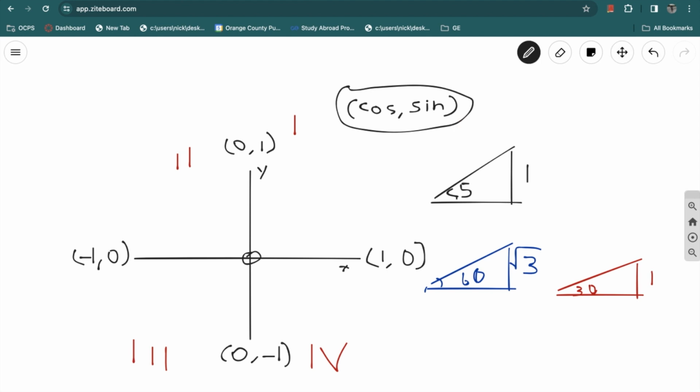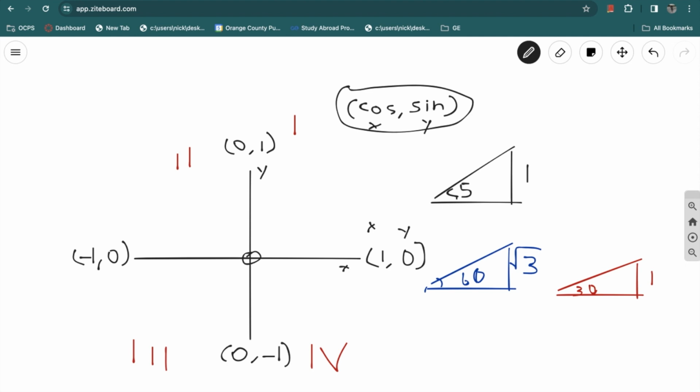So in terms of coordinates, this point over here especially, this is going to be the x, and this is going to be the y, so this is going to be 1 and 0, because this is x and y, right? And the representation of cosine and sine is that cosine is x, and sine is y. So in this case, at 0 degrees, cosine would be 1 and sine is 0, because x is 1 and y is 0.